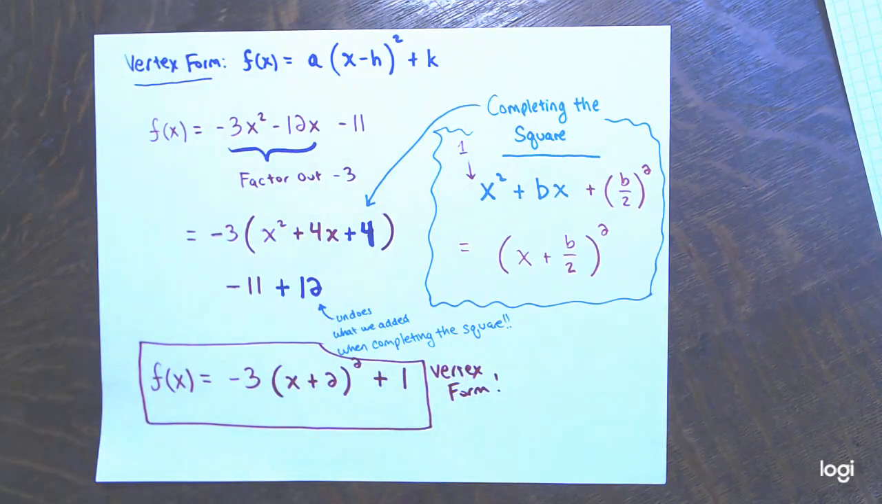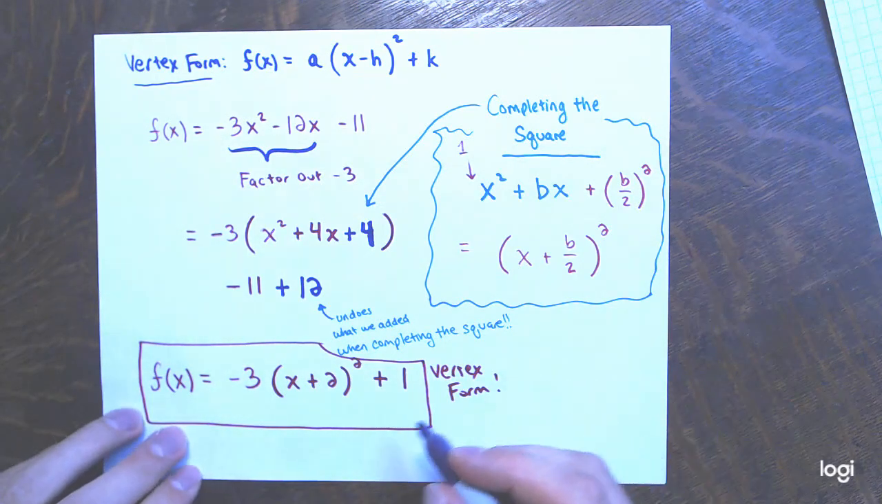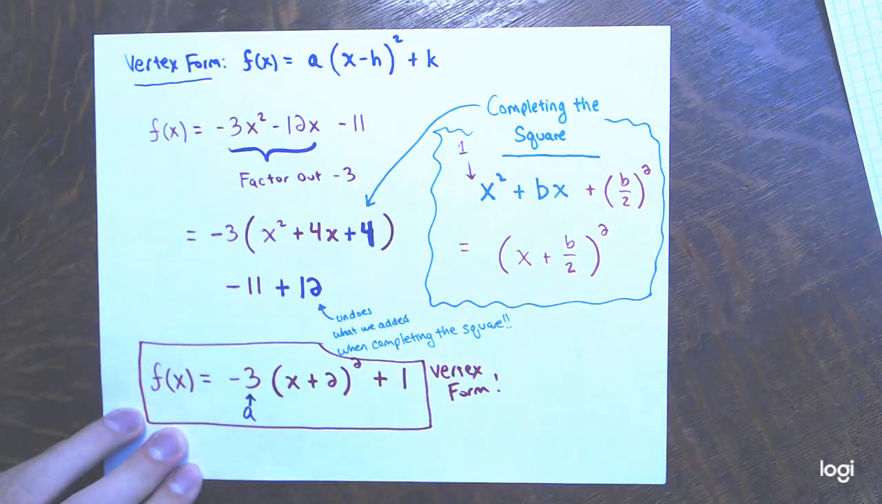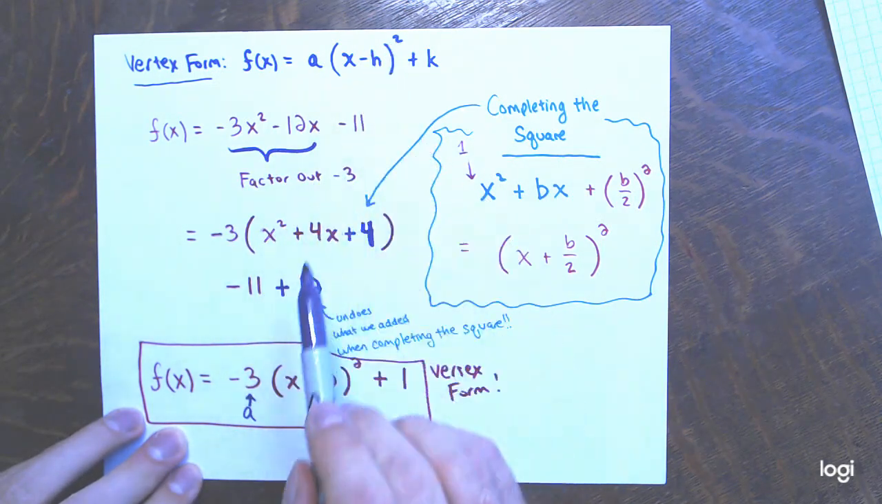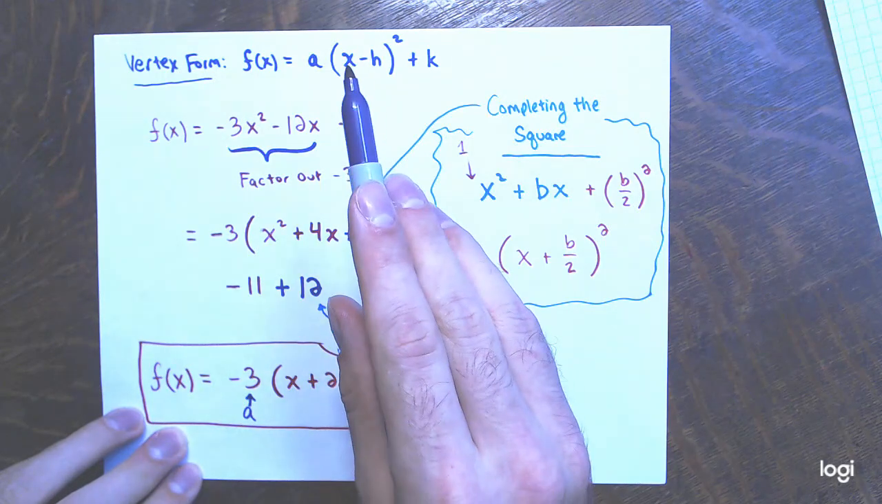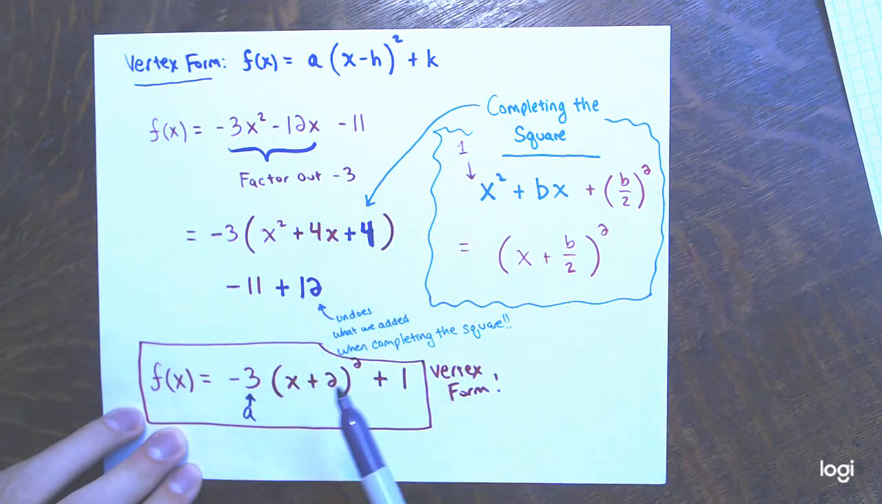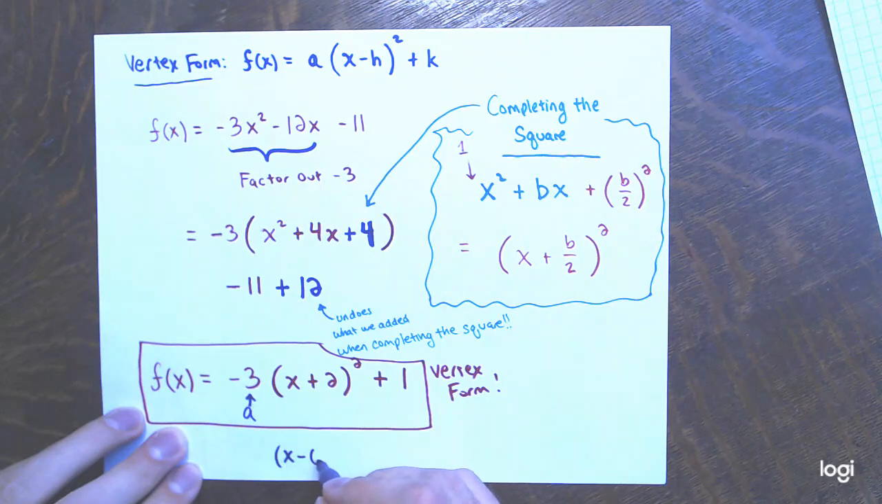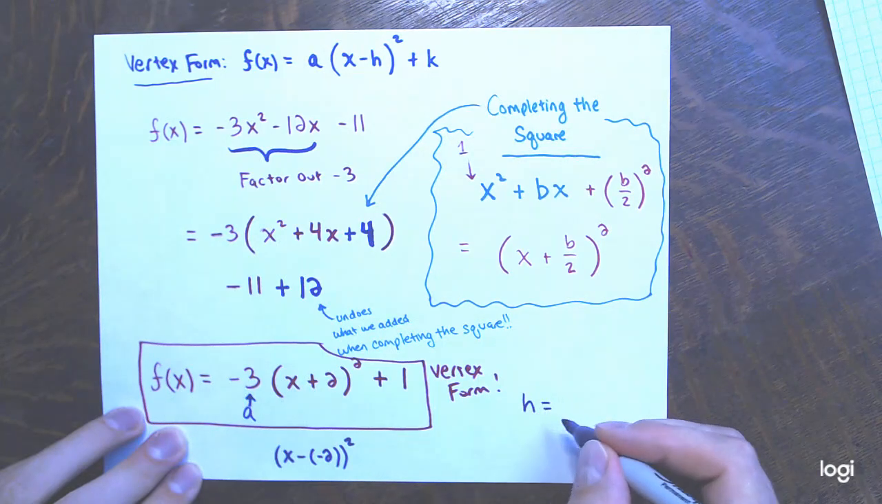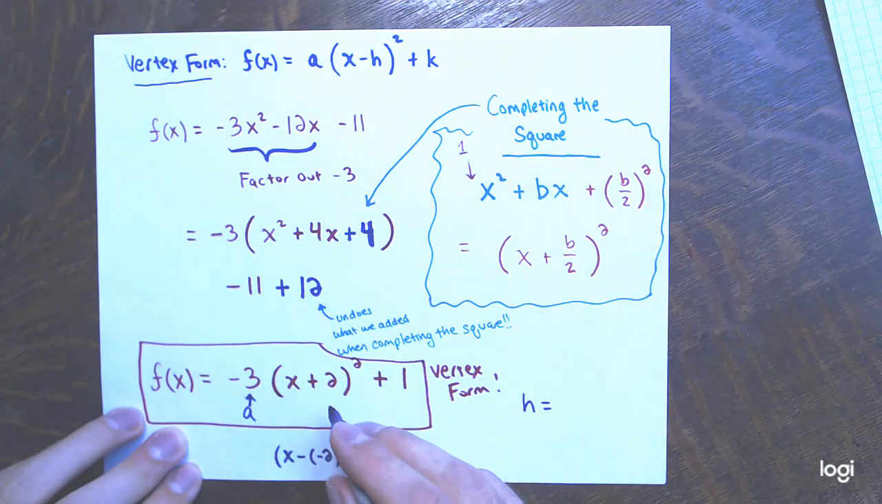Alright, so look at this. The value of the a is the negative 3. That's the number in front of the square. Then the x minus h, remember this is x minus h squared. X plus 2 is the same thing as x minus negative 2. So when I have x plus 2 squared, that's really like having x minus negative 2 squared. So the value of h here is negative 2, not positive 2.